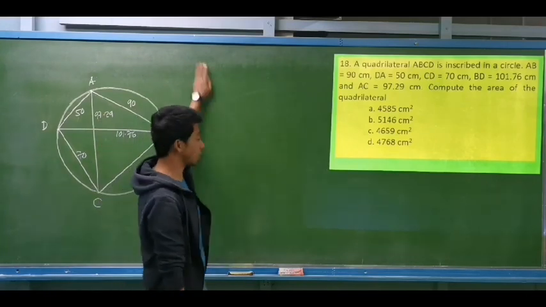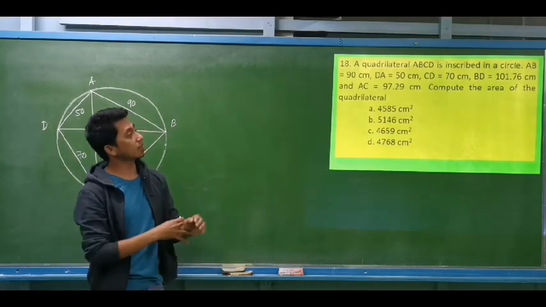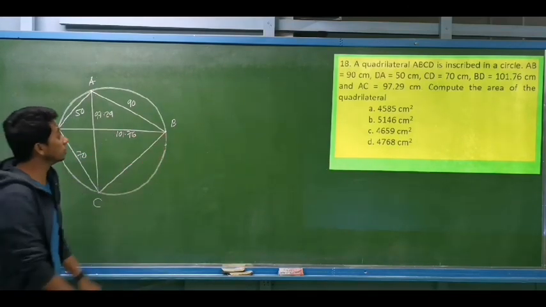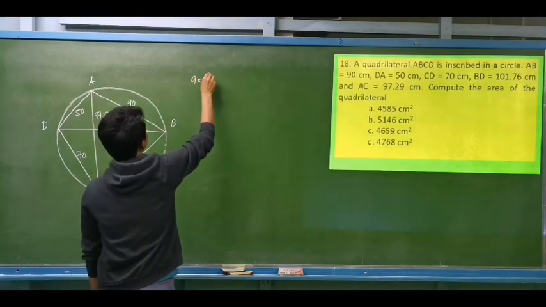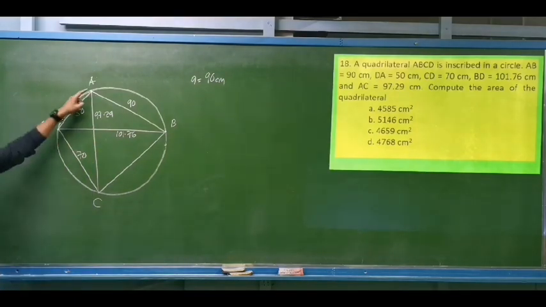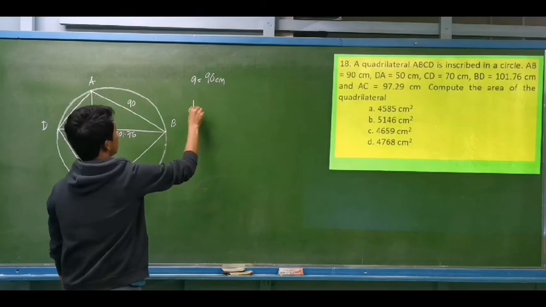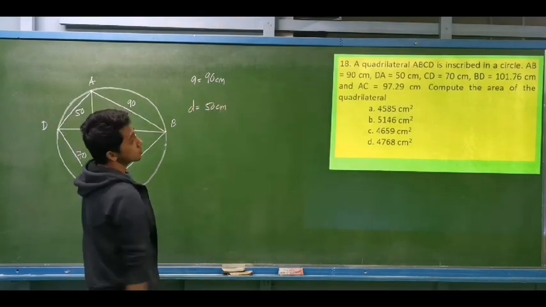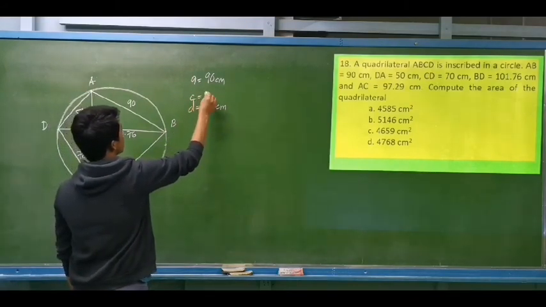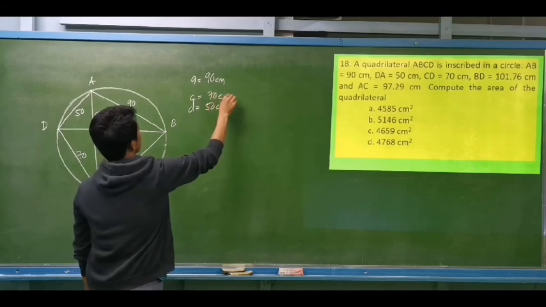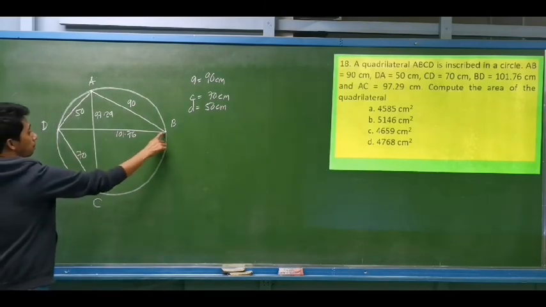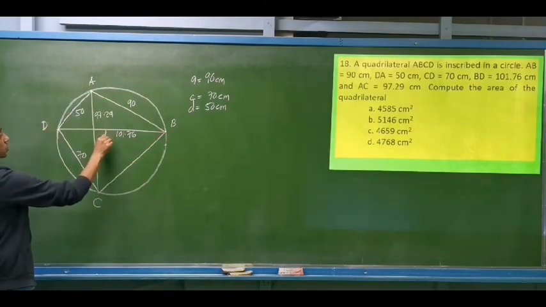Next example natin. So cyclic quadrilateral pa rin ito. So quadrilateral ABCD is inscribed in a circle. AB is 90. Sabihin natin na yun yung side A. This is 90 cm. Tapos DA. So from D to A, that is side D equal to 50 centimeters. Tapos CD. So side CD, that is side C, this is 70 centimeters. Tapos, kindly observe yung mga letters B, D.